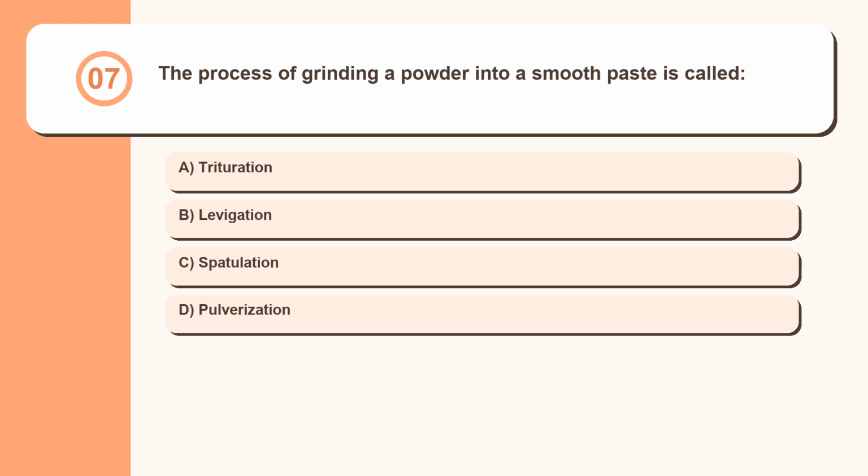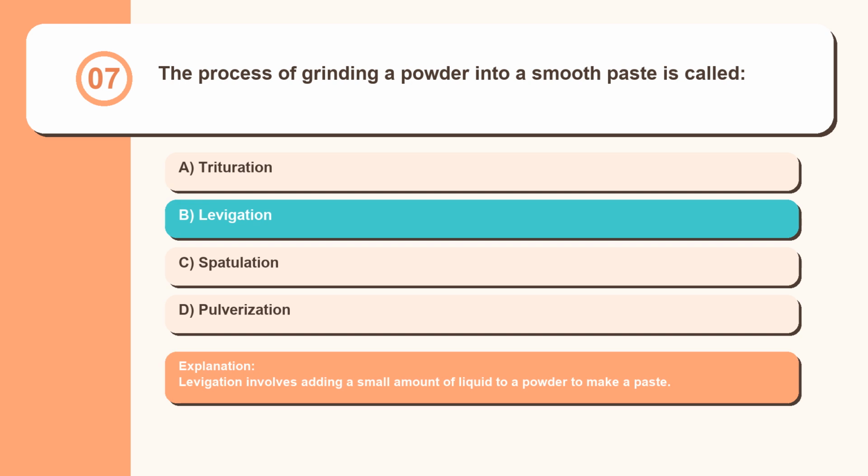Question 7. The process of grinding a powder into a smooth paste is called trituration, levigation, spatulation, pulverization. Levigation involves adding a small amount of liquid to a powder to make a paste.